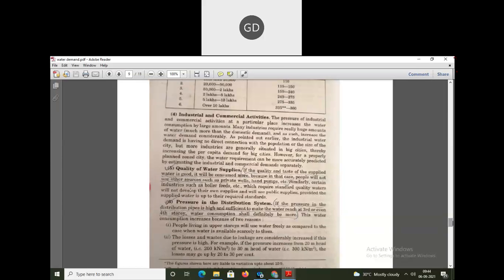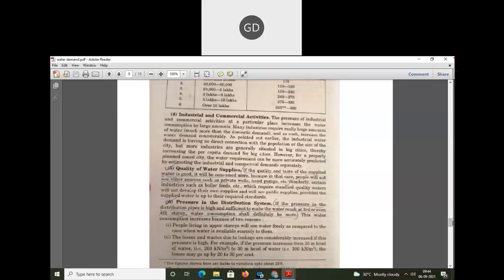Then next is the quality of water supplies. If you are getting a very good quality of water, or if the taste is good, though water is tasteless, but if the quality is good, people will consume more water. And if in some places you are not getting very good quality of water, then obviously the use of water will automatically be less.